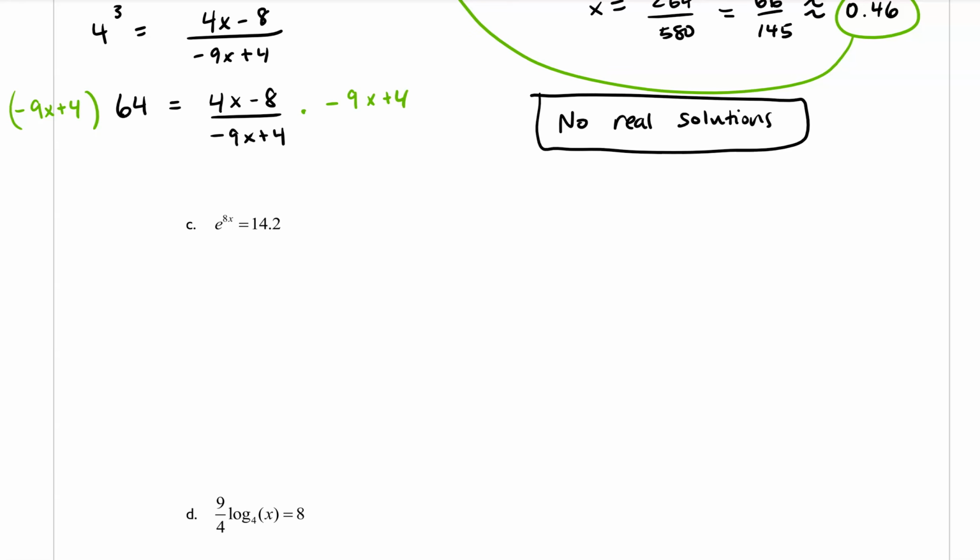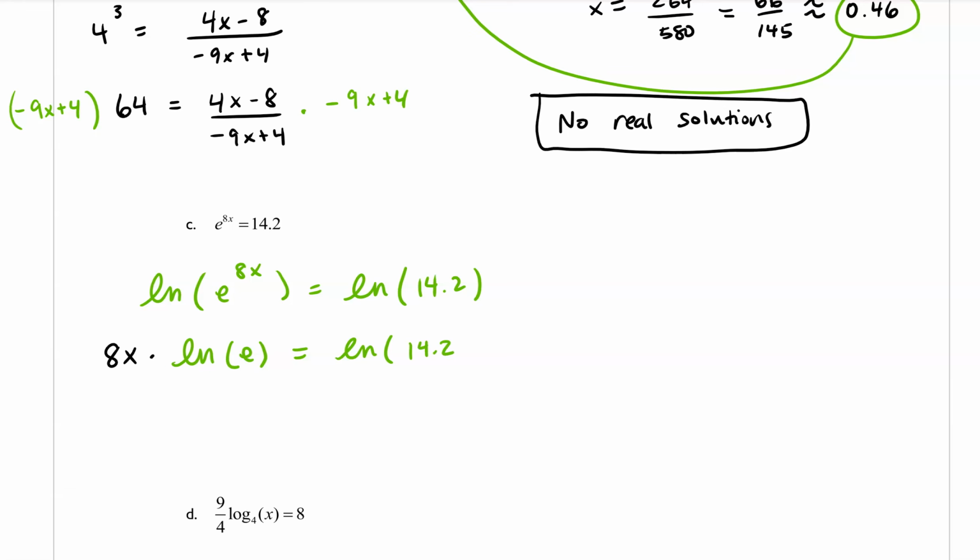From here, we can use the rule that says that if we take the log of one side, we can take the log of the other side. And so I'm going to take the natural log of both sides. Now here, we can actually utilize the power rule. And it says that if we have an exponent, we can bring it to the outside and multiply. So the left-hand side is actually equivalent to 8x times the natural log of e, and that is equal to the natural log of 14.2.